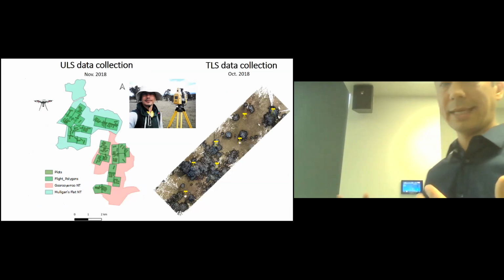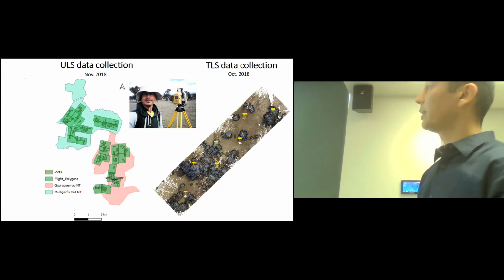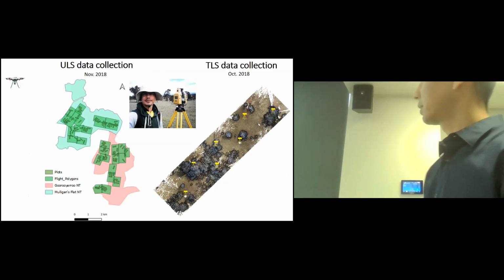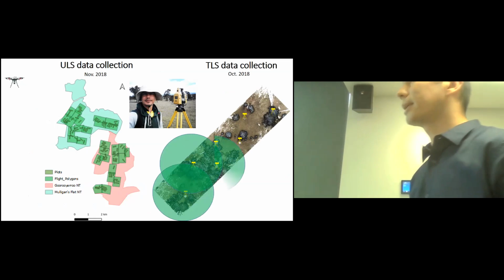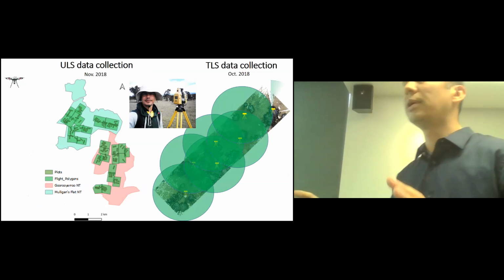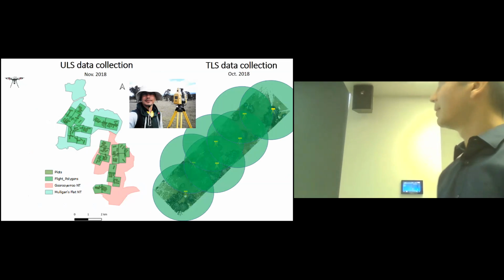ULS data collection took about a week to cover all these 96 plots. TLS data collection took about a month to collect 7 scans in each of the 96 plots. So there were about 700 scans, which were terabytes of data.